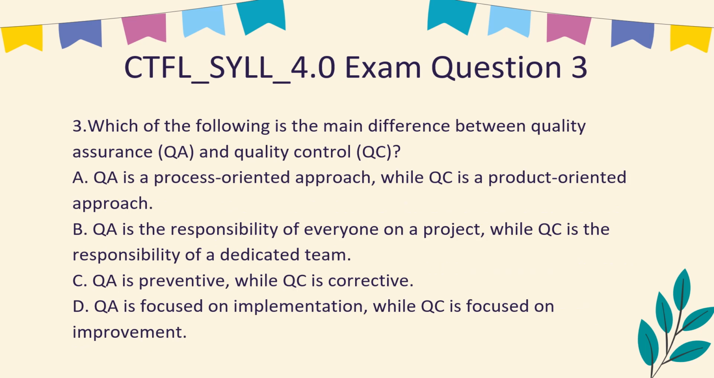Which of the following is the main difference between quality assurance, QA, and quality control, QC? A. QA is a process-oriented approach, while QC is a product-oriented approach. B. QA is the responsibility of everyone on a project, while QC is the responsibility of a dedicated team. C. QA is preventive, while QC is corrective. D. QA is focused on implementation, while QC is focused on improvement.